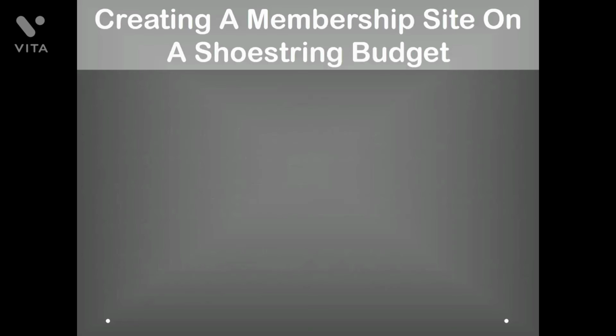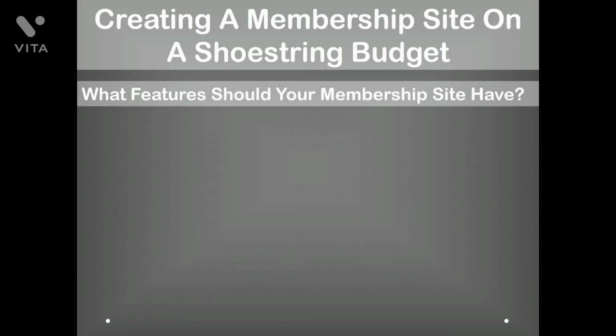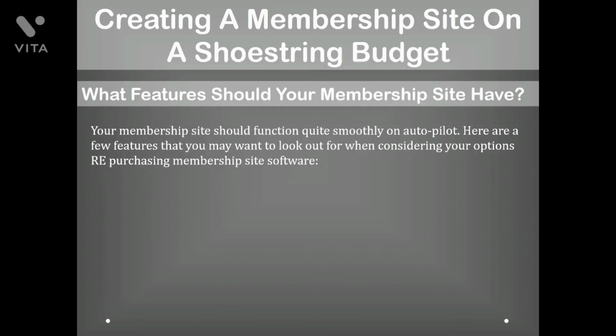What features should your membership site have? Your membership site should function quite smoothly on autopilot, and you must offer your potential prospects the chance to pay using standard options. In the information field, this is typically PayPal. Here are a few features that you may want to look out for when considering your options regarding purchasing membership site software. Ability to accept recurring PayPal payments.